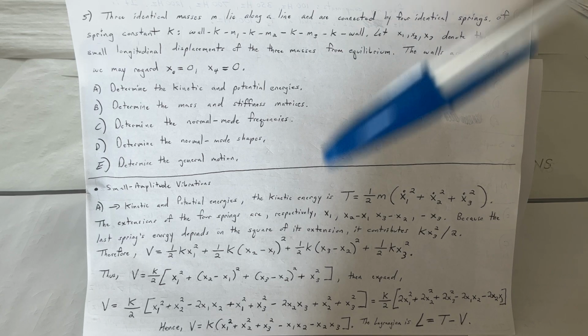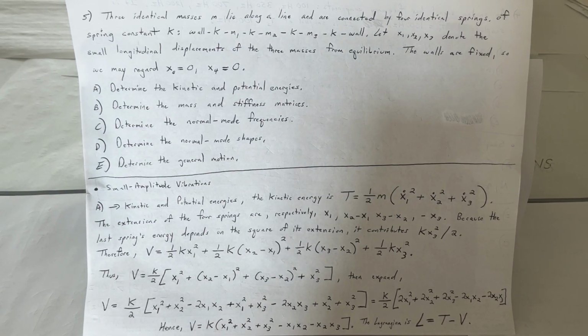So from there, V equals k times quantity x sub 1 squared plus x sub 2 squared plus x sub 3 squared minus x sub 1 x sub 2, minus x sub 2 x sub 3. Close bracket there, and the Lagrangian is going to be T minus V. So that is part A.